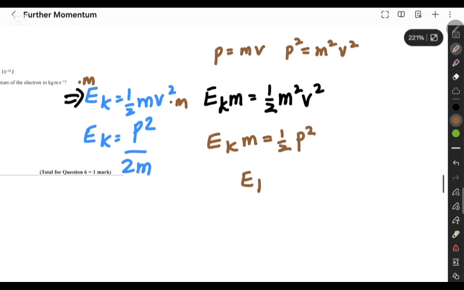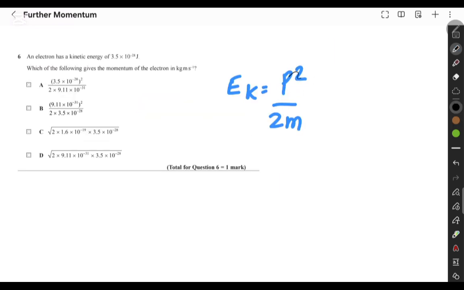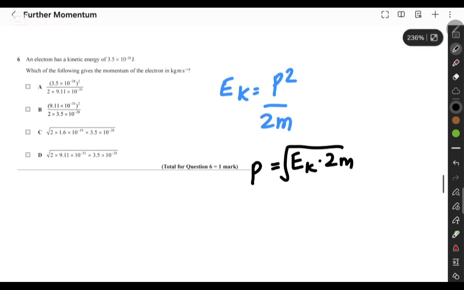And then I can make the kinetic energy the subject, so I'm going to get p squared by 2m. Now I can make p the subject. So momentum is equal to the square root of the kinetic energy times 2m. Here we have the electron, so m should be the mass of the electron, and then 2 times the kinetic energy. We have 2 times the mass of the electron times 3.5 times 10 to the power of minus 28.